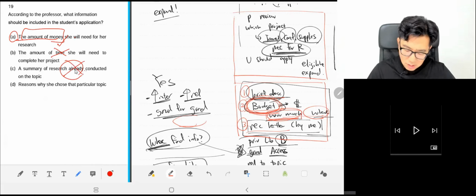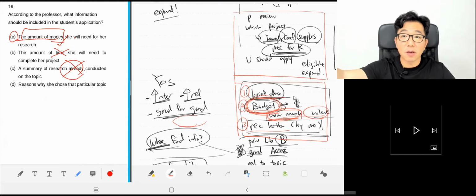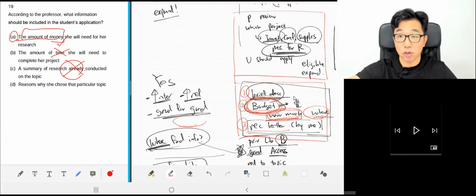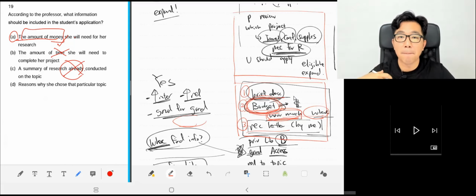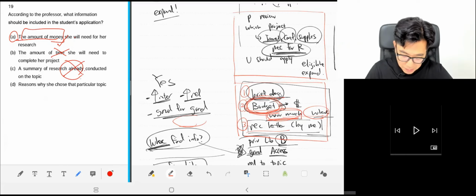Already? Is already the same as a brief description of the research project? No. A brief description could be future driven. Okay, so I want to do this research, please help me by giving me some money. But C is saying summary of research already conducted. So if you chose C, you basically chose that saying this is the research I have done already. But there's no information here that you need to give that out. Okay, so not mentioned.